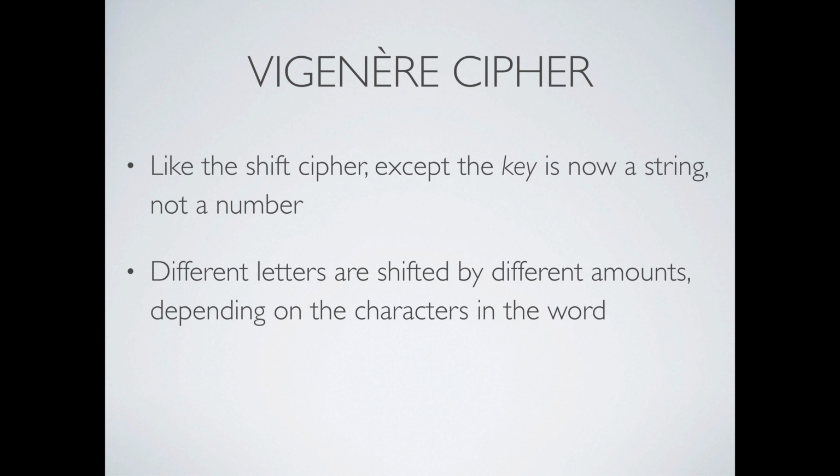So instead of, with the Caesar cipher, where you shifted each letter by the same amount, like 5, if 5 was the key, with the Vigenere cipher, you're going to shift the letters different amounts. And the amount that you shift the letter by will basically depend on the characters in the key. We'll work through a couple examples and hopefully it'll make sense from there.